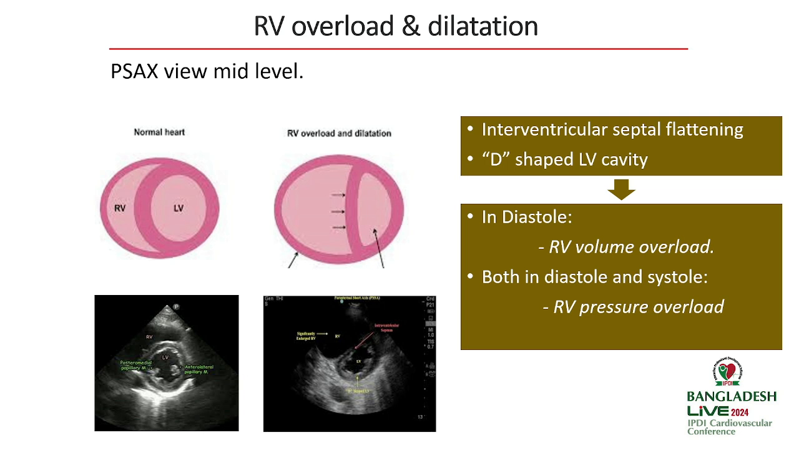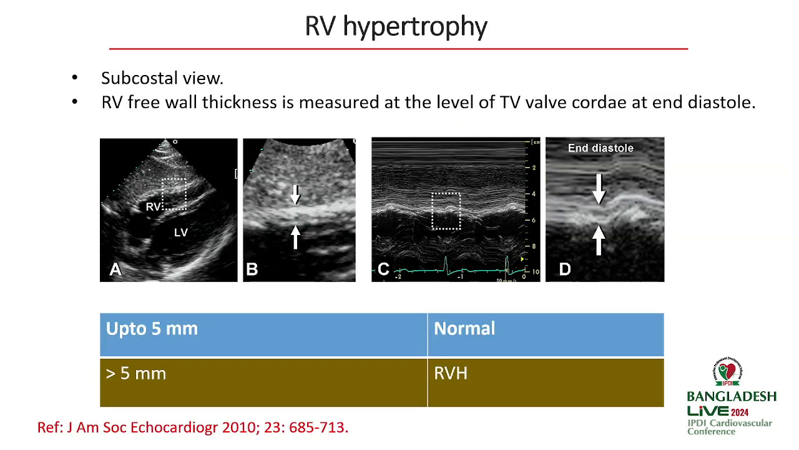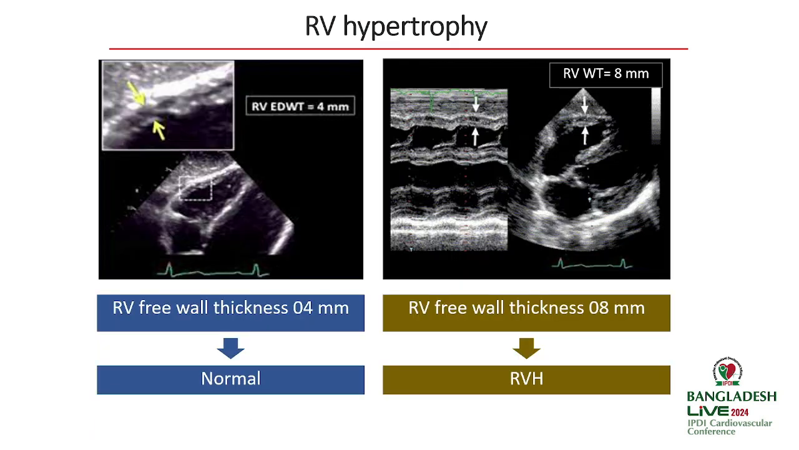And regarding the RV volume and pressure overload, we have to look at the parasternal short axis view. In the parasternal short axis view, if the interventricular septal flattening is in diastole, it is the volume overload, and if it persists both in systole and diastole, it is the pressure overload. And yes, RV free wall thickness we have to measure in the subcostal view at the chorda level at end diastole, and less than 5 millimeter is normal, and if it is more than 5 millimeter, it is RV hypertrophy. And in this picture, in the left panel, you can see the normal RV free wall, and in the right panel, it is a right ventricular hypertrophy.